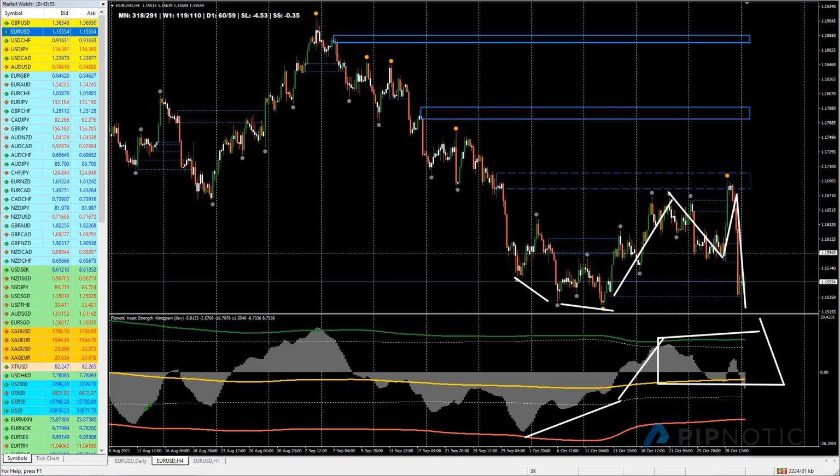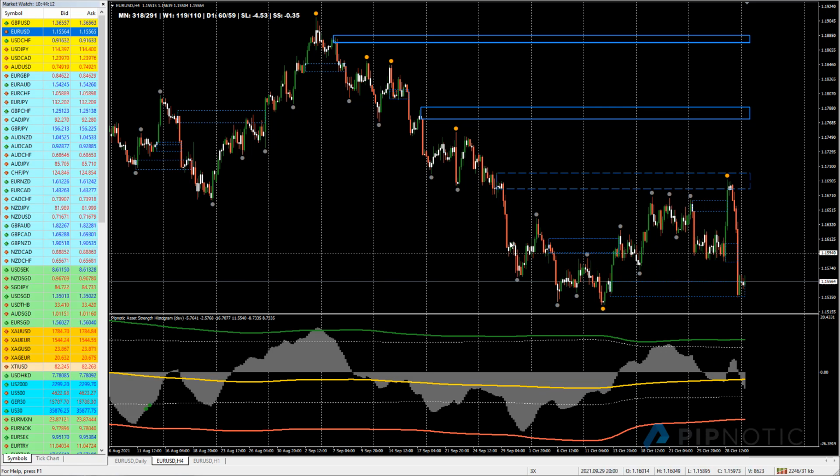But pretty clear that we had a very nice area here that was tested once. Removed, the slingshot was pulled back for this area of demand, and then boom, price went north. So this played out very, very beautifully, this little price structure here. But currently I don't know what's going to happen.